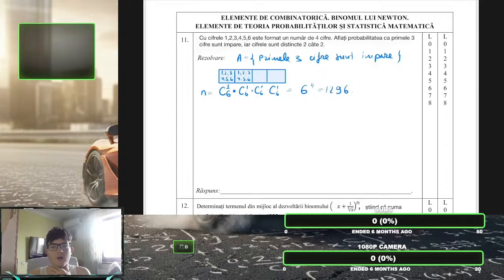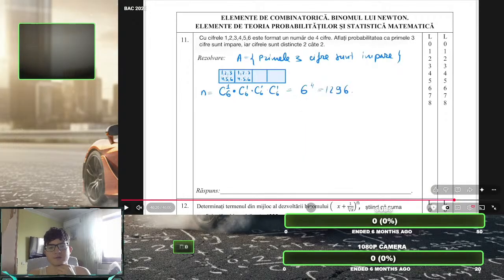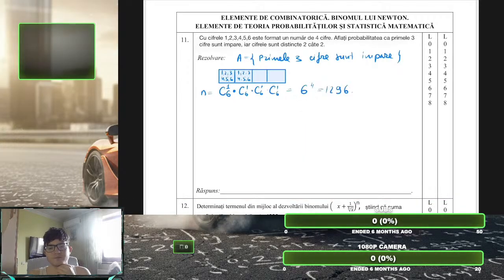6 to the power of 4, huh? 1296. Okay, so it's actually 6 to the power of 4. This is a messed up probability problem. Whatever, 6 to the power 4 it is. Now let's calculate M, right?